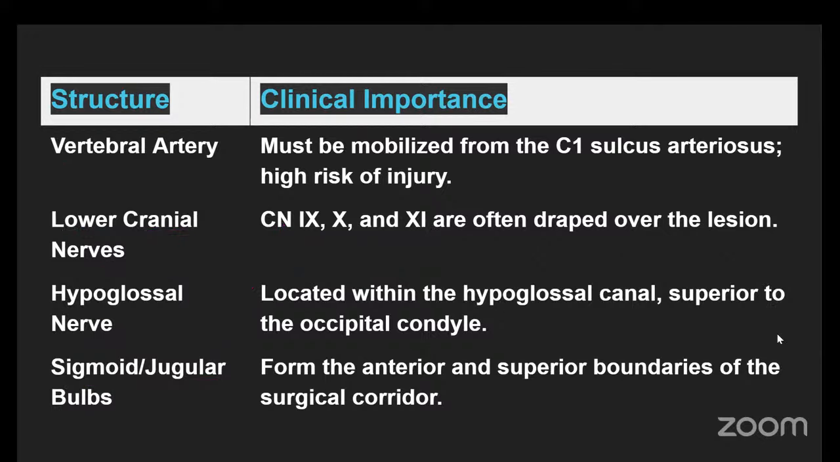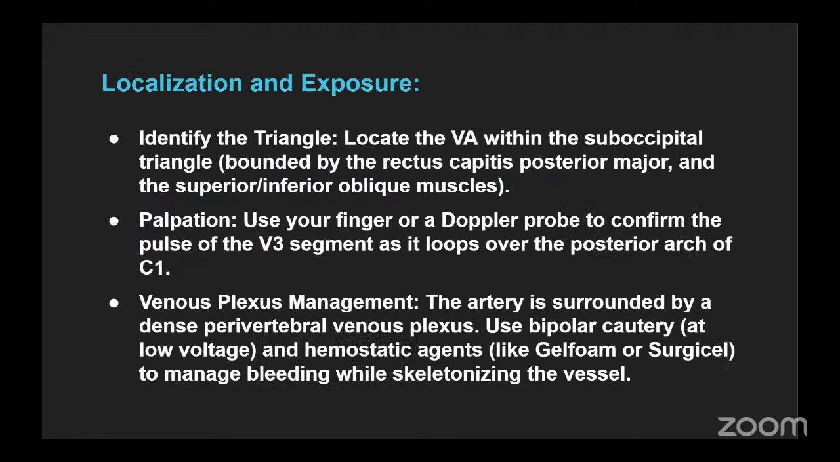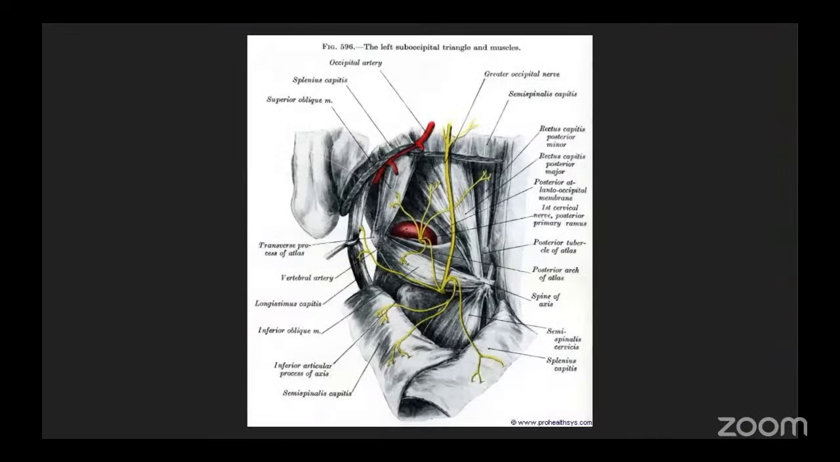Moving on, how do we mobilize the vertebral artery? Probably the heart and soul of today's session. How do we move? Identify the triangle. What was the triangle? The suboccipital triangle, bounded by rectus capitis posterior major and the superior and inferior oblique muscles. I'll go back to that image so that you end up remembering.